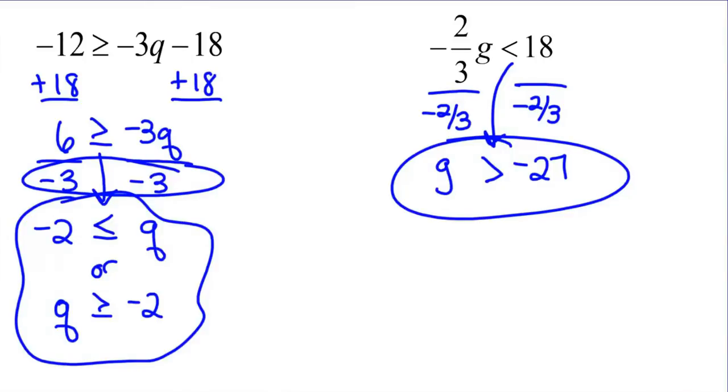And there's my solution. So please, please, please make sure you're checking to see if you ever multiply or divide the inequality by a negative number. If so, that symbol needs to be switched around. That is the #1 mistake students make with inequalities.